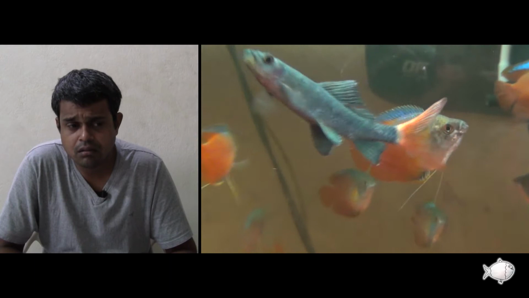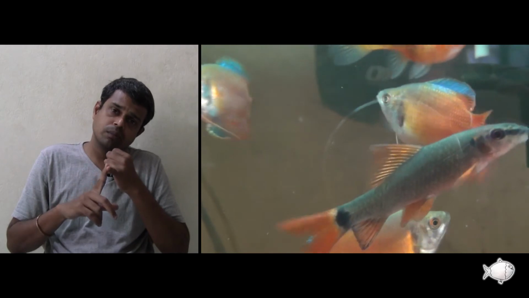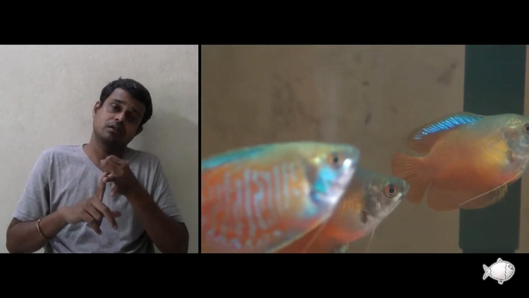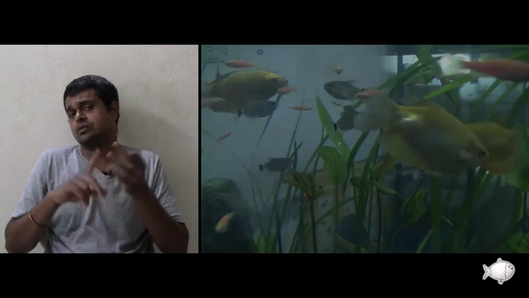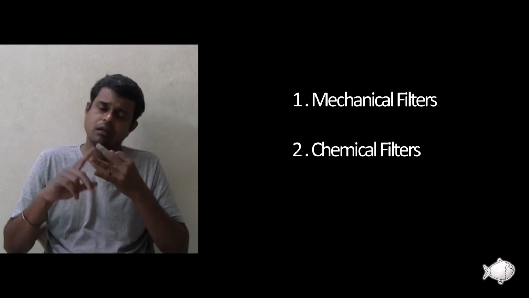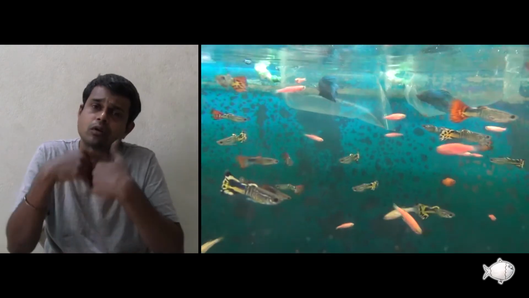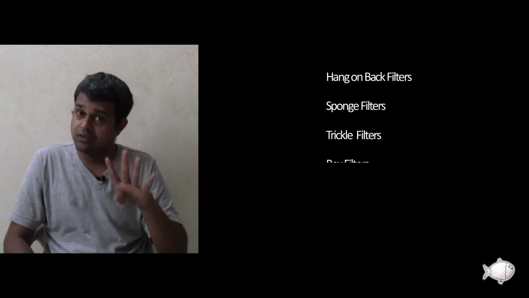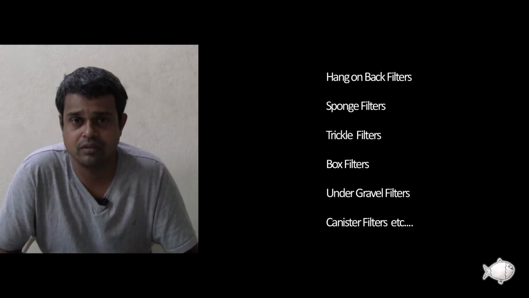So these are a few basics of filters. One kind works on the power of an air pump. The others run on electricity. These filters are divided into three categories: the mechanical, the chemical, and the biological. And these three can be divided into any number of varieties. They are hang-on back filters, sponge filters, trickle filters, box filters, undergravel filters, canister filters, and there are many more varieties of filters.